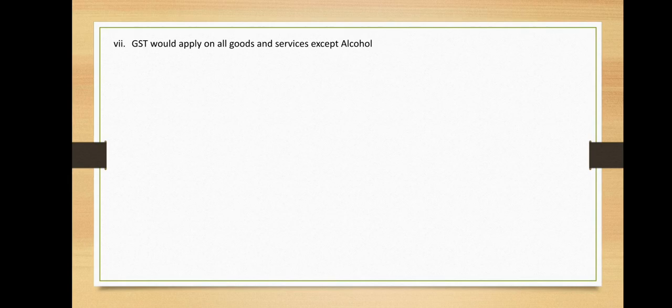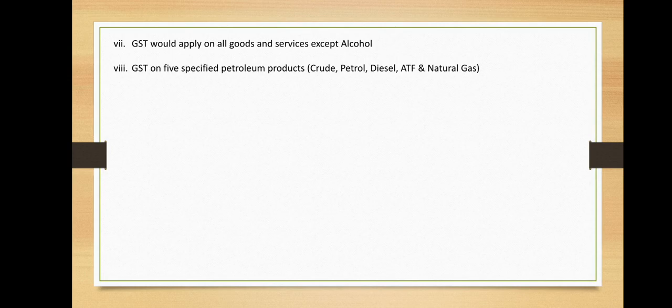GST would apply on all goods and services except alcohol for human consumption. GST on five specified petroleum products, namely crude oil, petrol, diesel, ATF, and natural gas, would be applicable from a date to be recommended by the GST Council. Tobacco and tobacco products would be subject to GST. In addition, the center would have the power to levy central excise duty on these products.